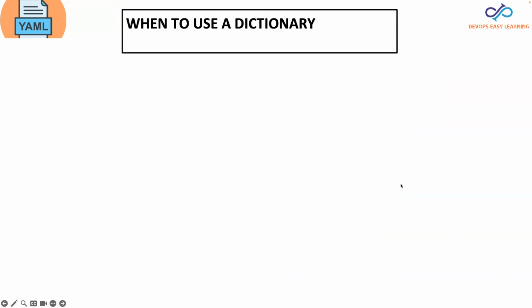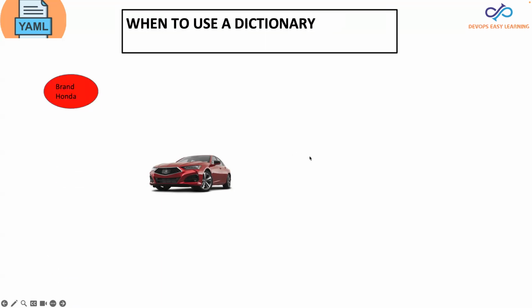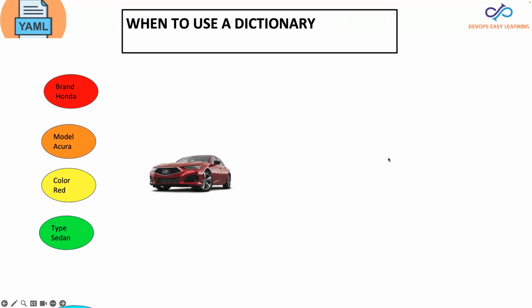Now, when to use a dictionary? We already defined when to use a list. Now we want to define when to use a dictionary. Imagine that you have a car, and we want to define some features of the car. We can define the brand, the model, the color, the type, and the transmission.